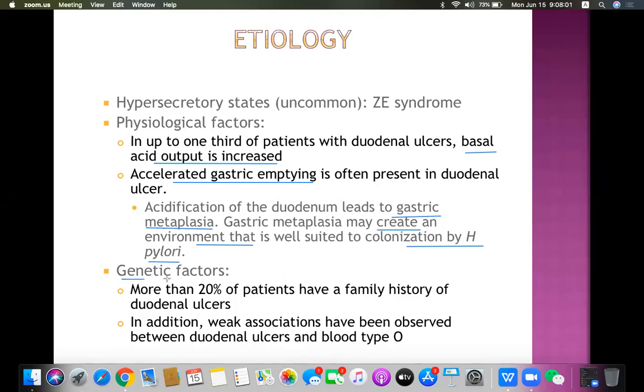Now, there are some genetic factors as well, and those are: 20% of patients have a family history of duodenal ulceration. So it may run in the family. And one very important point which may be asked in the exam is that people with blood type O have a chance of developing duodenal ulcer. Blood type O and duodenal ulcer, though there is a weak association between them. It means not all people with blood type O develop duodenal ulcer, but some of them can. These are some of the important points.